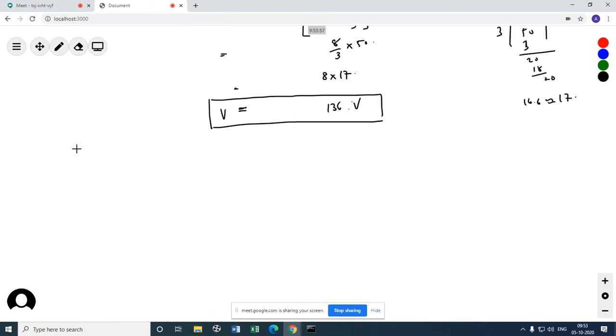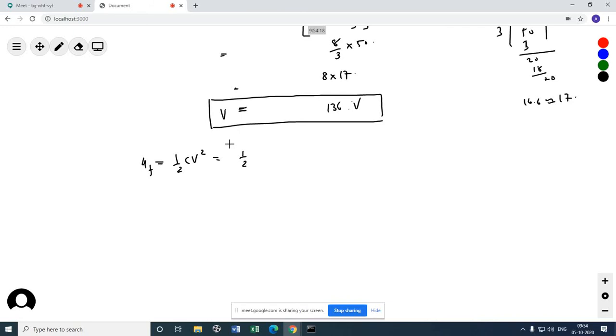So how will you find out the loss in energy? Very easy. Initial energy was how much? Okay, let us find the final energy first. U final would be half CV squared. So half C, capacitance. What is the capacitance now?